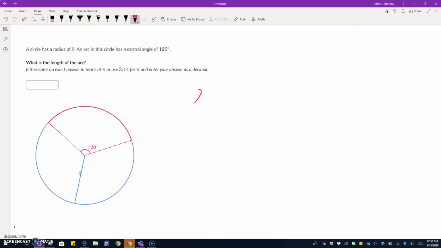So we're going to start with our same arc length formula, which is the length of the arc equals theta, the central angle, over 360 times the circumference, 2 pi r. So I'm going to plug in what I know, and they give me the radius and the central angle. So L equals 120 over 360 times 2 pi times 9.